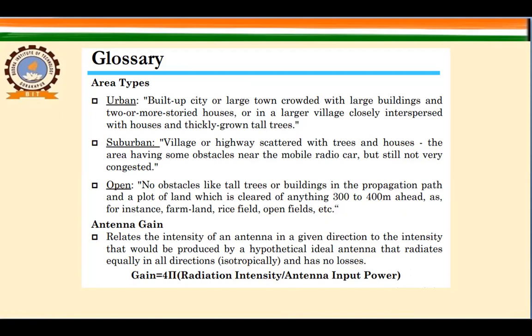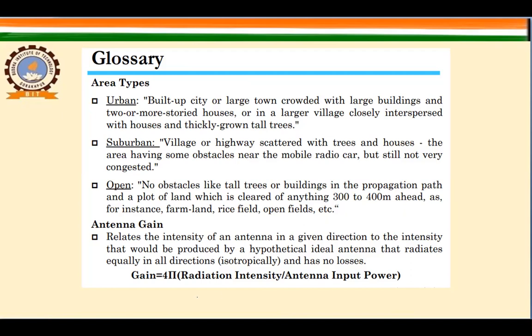Another thing in the glossary is the antenna gain. It relates the intensity of your antenna in a given direction to the intensity that would be produced by a hypothetical ideal antenna that radiates equally in all directions. When the signals propagate in all directions, such an antenna is called an isotropic antenna, and it has no loss. So it has unity gain, that is, G of transmitter and G of receiver is equal to 1. From the formula, gain is equal to 4 pi radiated intensity over the antenna input power.